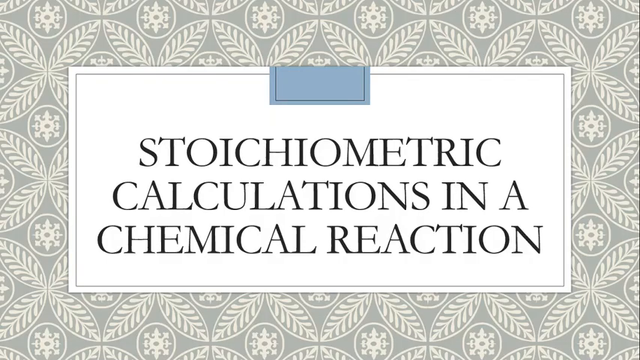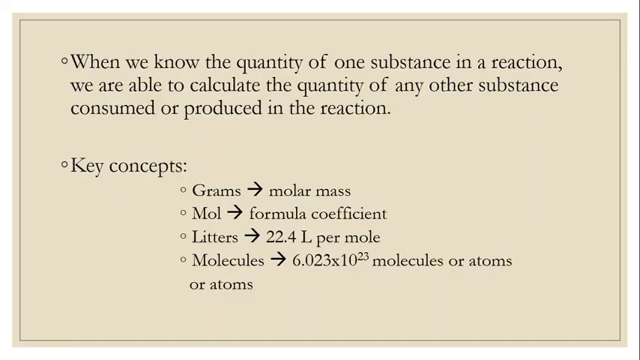in a chemical reaction. When we know the quantity of one substance in a reaction, we are able to calculate the quantity of any other substance consumed or produced in the reaction. The key concepts: grams, molar mass, mole, formula coefficient, liters, 22.4 liters per mole, and molecules or atoms, Avogadro's number.